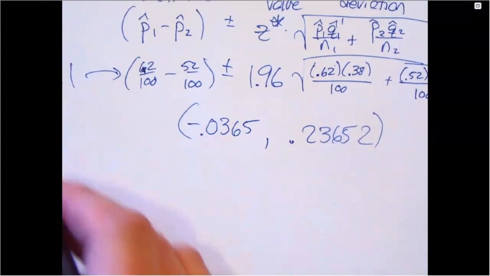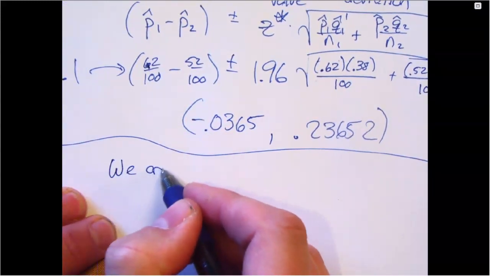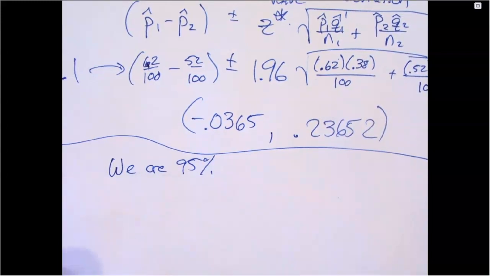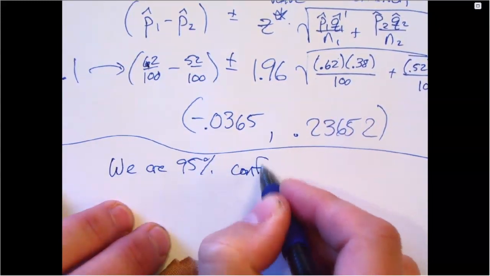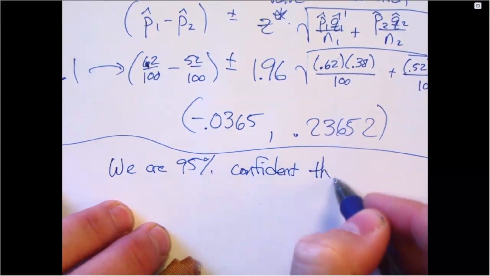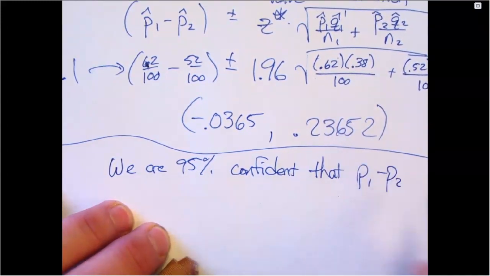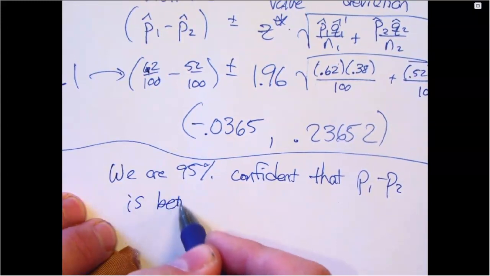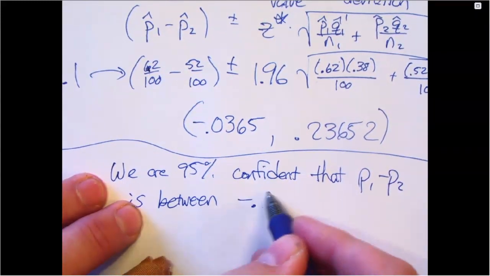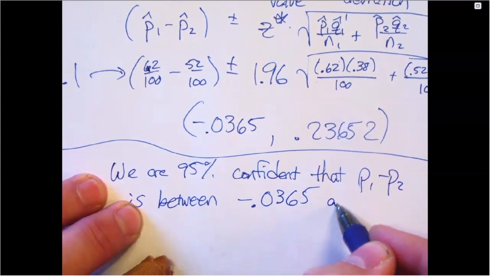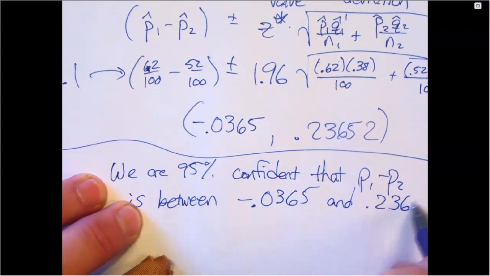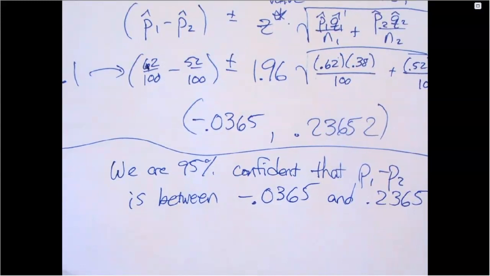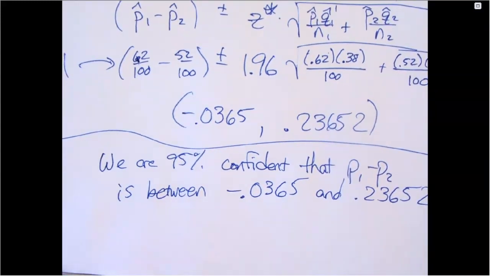And then we conclude. We are 95% confident that P1 minus P2 is between those numbers. So you don't have to say it's reasonable to assume there's no difference. That's just a very common follow-up question that they'll give you. But that's complete right there.